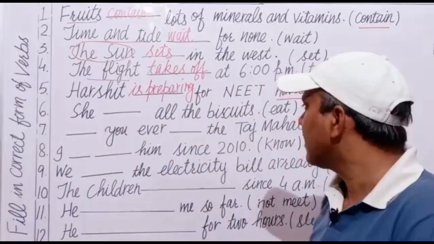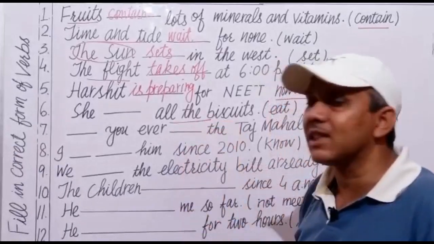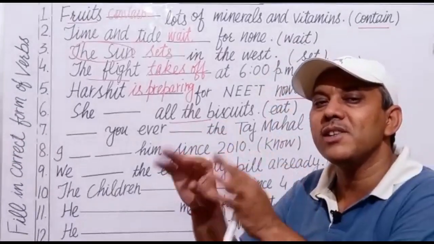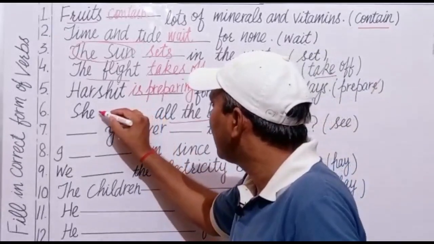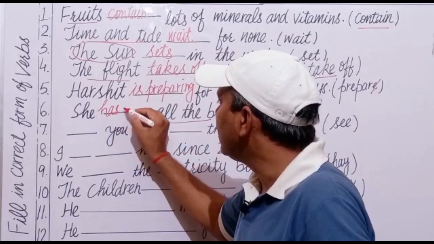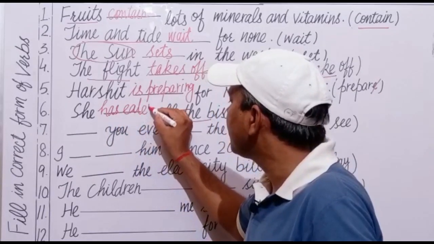Next is: she dash all the biscuits. All the biscuits. From this phrase we come to know that she has finished, means she has eaten all the biscuits. She has eaten all the biscuits.